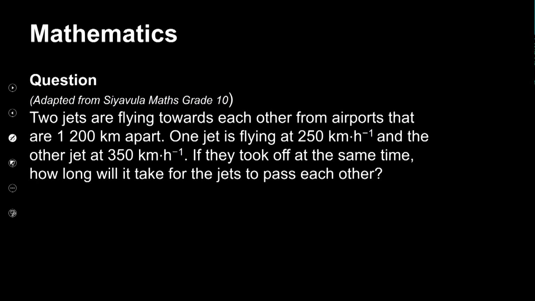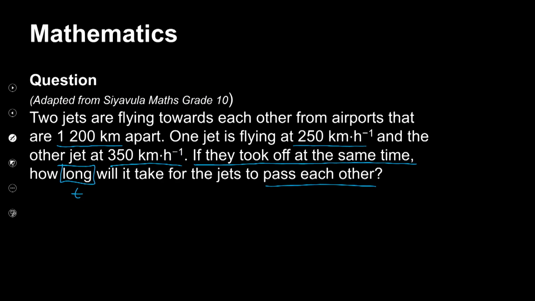Now, another question says 2 jets are flying towards each other from airports that are 1,200 kilometers apart. One jet is flying at that particular speed, and the other one is flying at that particular speed. If they took off at the same time, now the most important thing here is that they took off at the same time. How long will it take? They want us to find the time for them to pass each other.